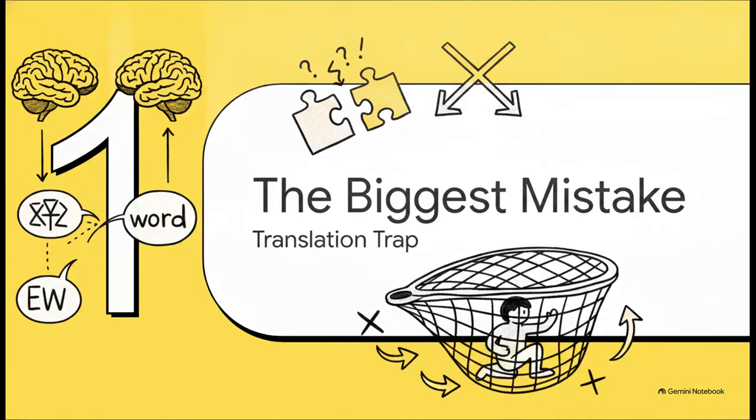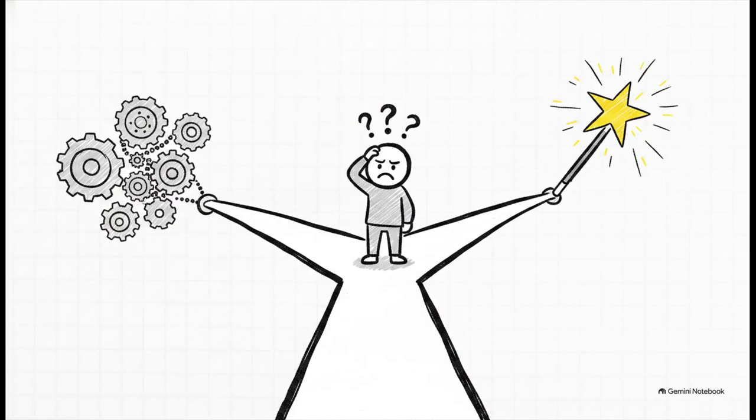Okay, let's jump right into section 1, the biggest English mistake. So this is the translation trap. For learners coming from an Indonesian background, this right here is the ultimate pitfall. You see, the Indonesian word melakukan is wonderfully versatile. It essentially covers the general act of doing or making something.